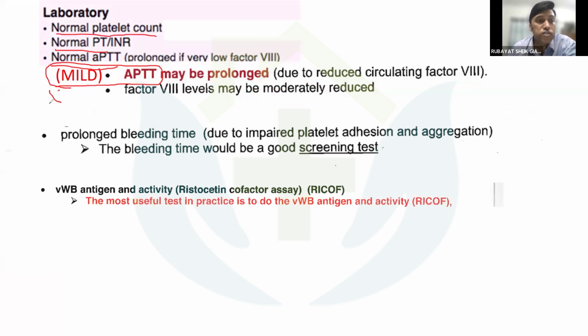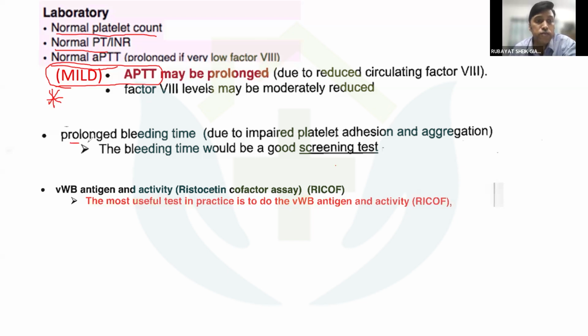If you have a grossly elevated APTT, that will point to hemophilia. If it's just mildly prolonged, the normal level is 25 to 35 seconds, if it's just 40, 45, think of von Willebrand disease. If it's highly raised, 60, 65, 75, look at your case, it's probably hemophilia.